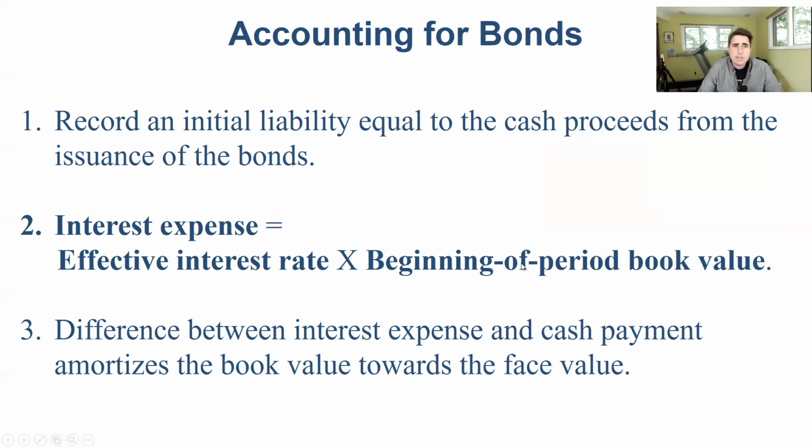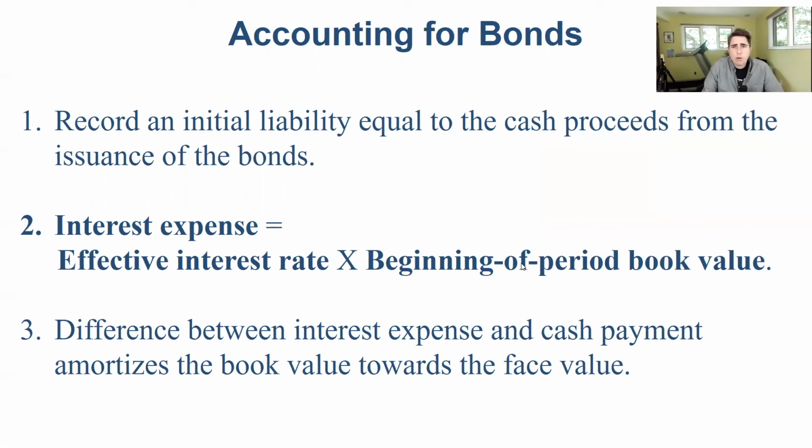And this is 3 steps. First, when a company issues a bond, they record an initial liability equal to the cash proceeds that they receive from the bond's issuance. Step 2 is the step that we're going to be using, which is an equation, a formula. Interest expense is equal to the effective interest rate times the beginning of period book value.